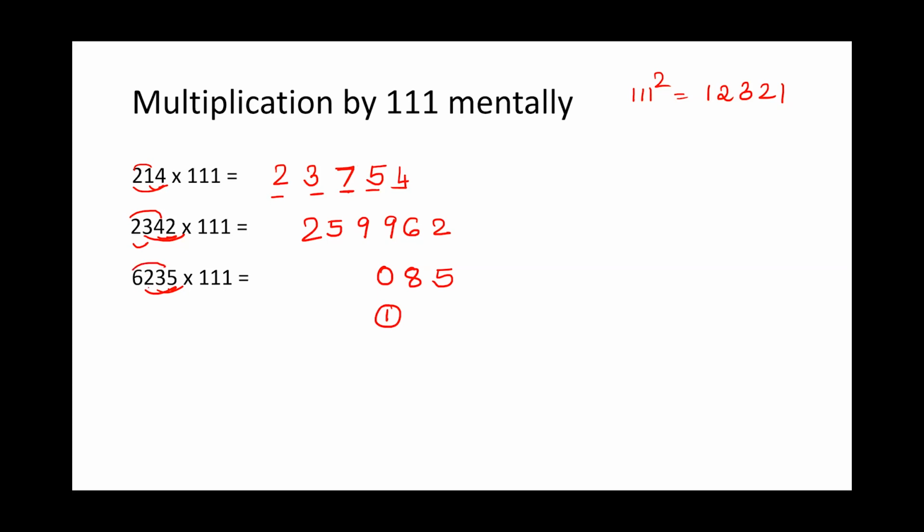6 plus 2, 8. 8 plus 3, 11. 11 with a carry forward 1 becomes 12. You write 2, 1 carry forward. Now you're done with all 3 numbers. You move to 2. 6 plus 2, 8. 8 plus 1, 9. And finally, you write 6.